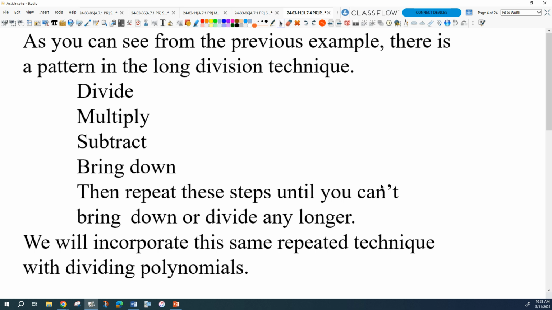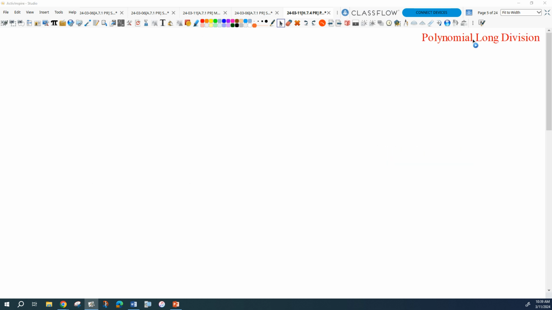So in the previous example, what did we do? Our division technique is divide, multiply, subtract, bring down, repeat, right? Over and over and over again until finally we got to the point where we couldn't do it anymore, and then we just had a remainder, which we created a fraction out of, right? Okay, let's do the same thing with polynomials.